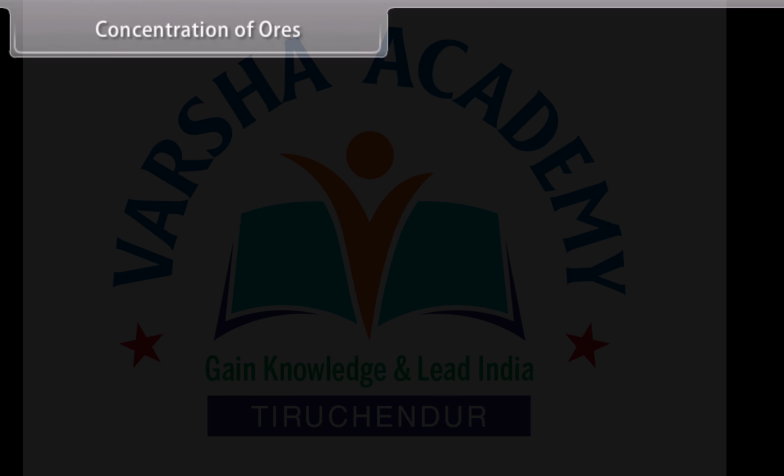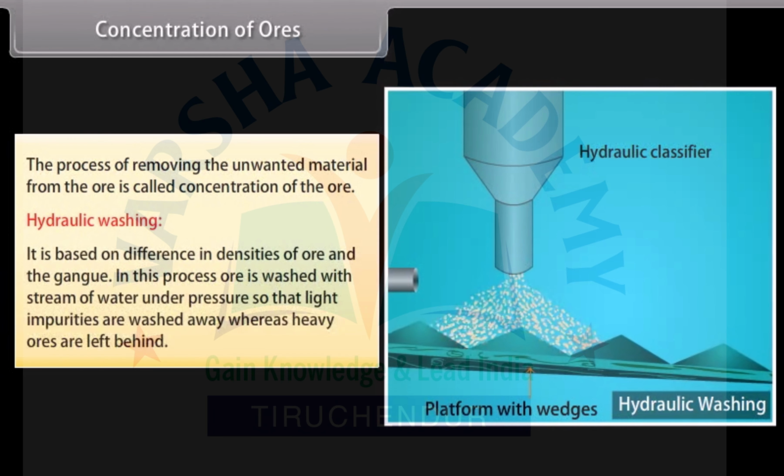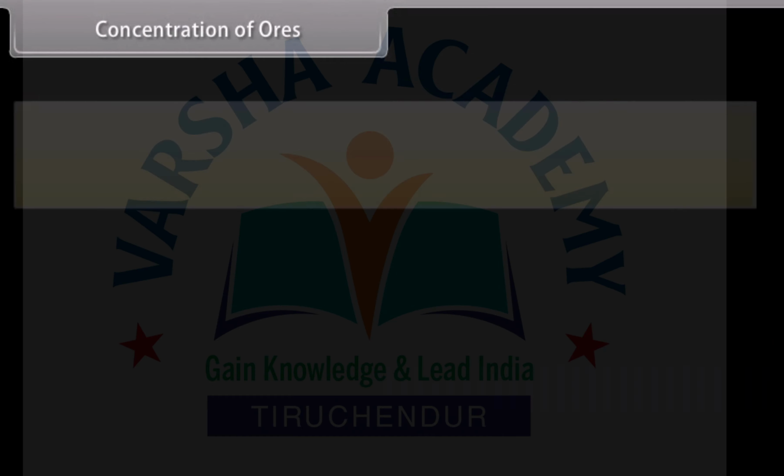Concentration of ores. The process of removing the unwanted material from the ore is called concentration of the ore. The important methods for concentration of the ore are hydraulic washing. It is based on difference in densities of ore and the gangue. In this process, ore is washed with stream of water under pressure so that light impurities are washed away, whereas heavy ores are left behind.